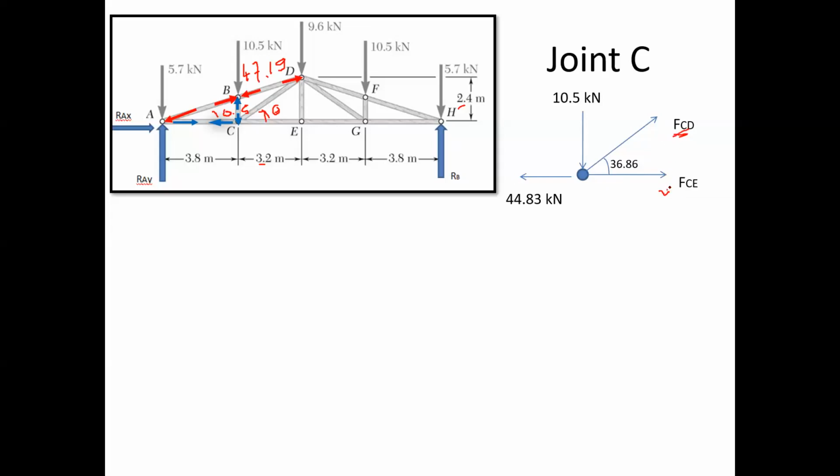of FCD and FCE. So now I will give you some time. You have to calculate on your own. It will help you to practice this method of joints. So solve this particular joint and get FCE and FCD. Okay, I'll give you some time. All of you will solve this and I will ask a question randomly to anyone. You should be able to give the answer here. Okay.